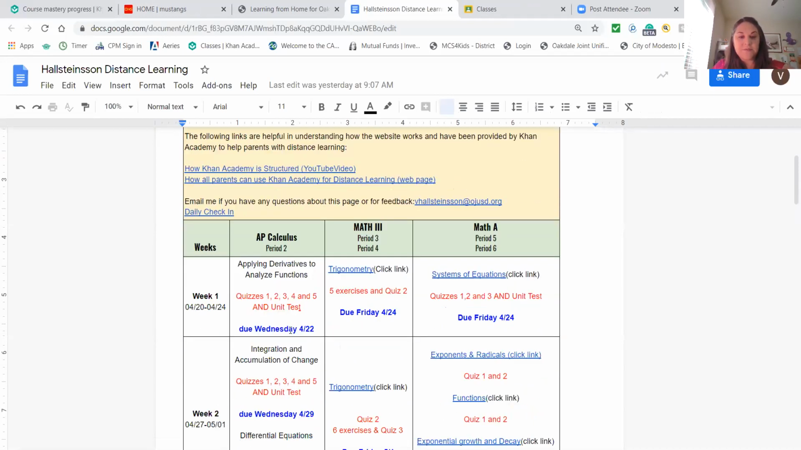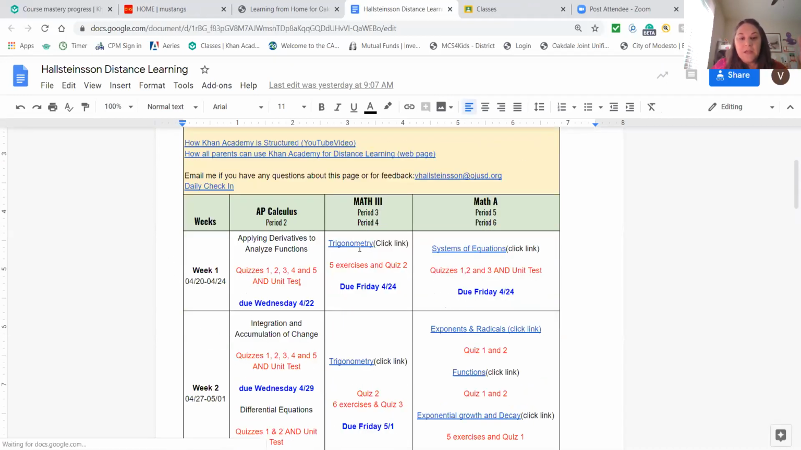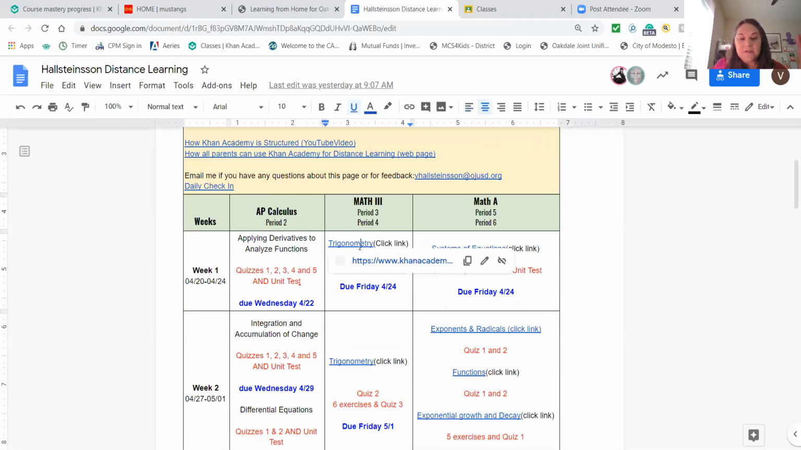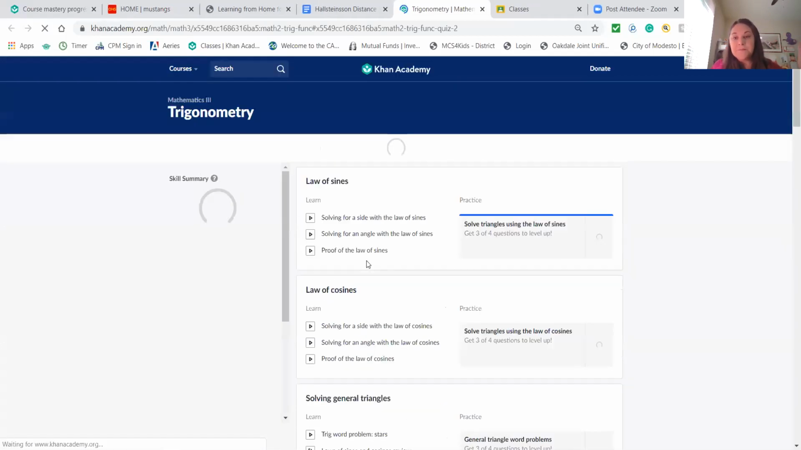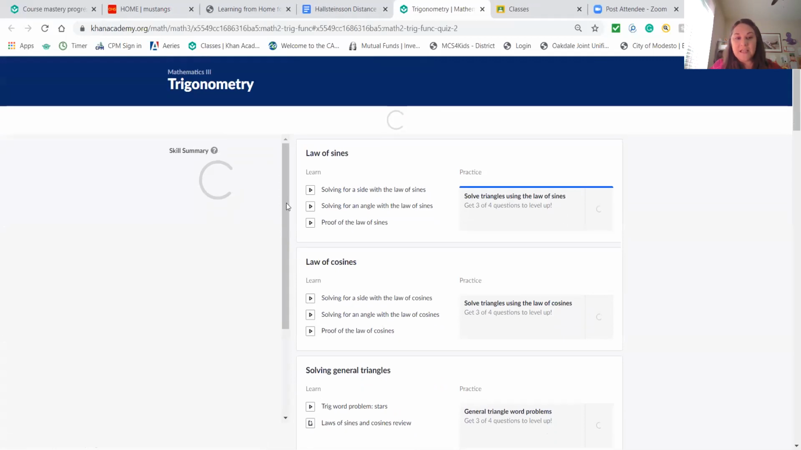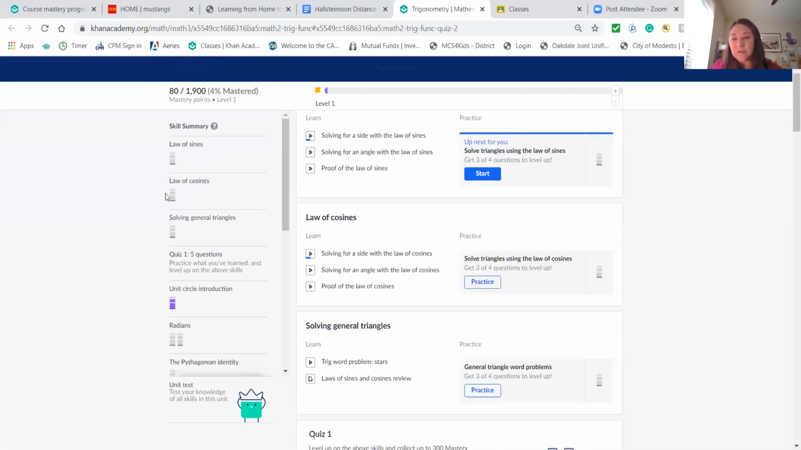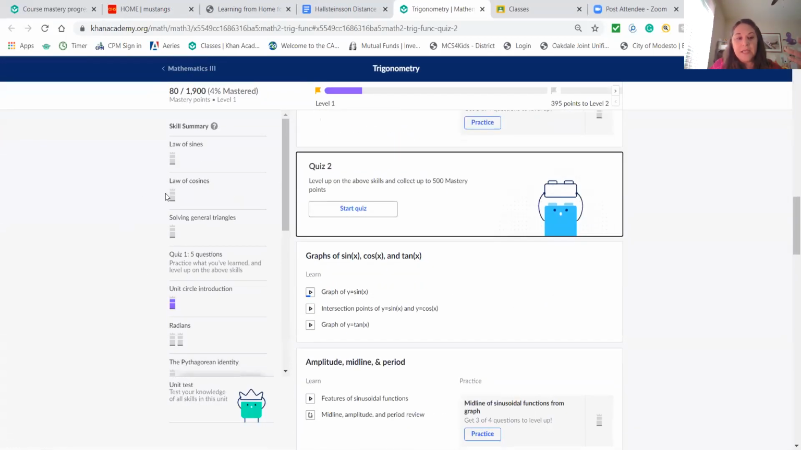So this video is specifically for Math 3. When I select the trigonometry link, that's the unit in Khan Academy that we're currently on. It'll take me to this page. On the left side, they call them skills. I call them skills as well. For this first week, I want you to do 5 skills and then try to get to quiz two. So the link will take you right to quiz two.